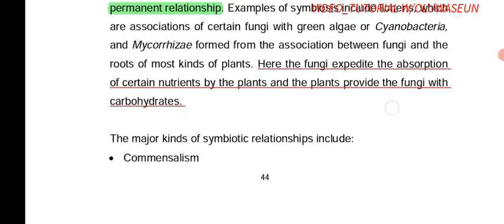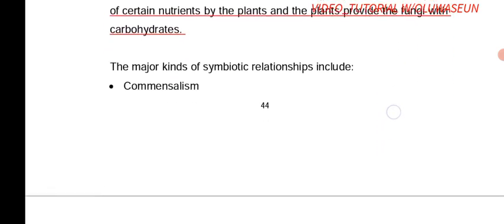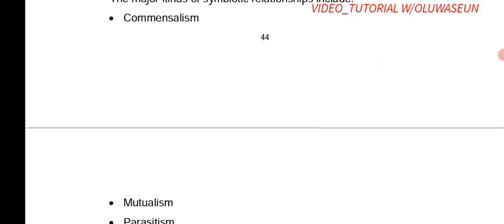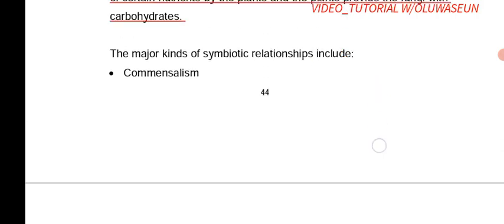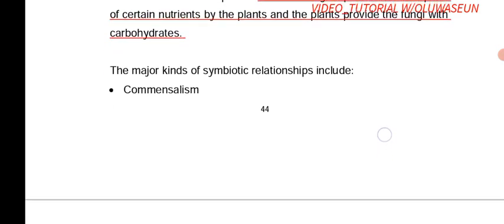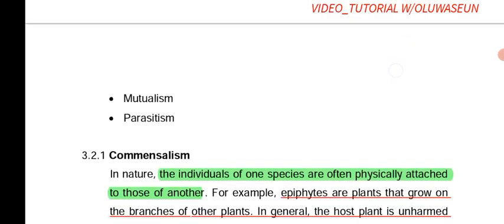Now let's explore the kinds of symbiotic relationship we have. I told you earlier that in a situation there might be one whereby they both benefit, and one where one is benefiting and one is losing. So let's explore the kinds of symbiotic relationship that we have. We have commensalism, mutualism, and parasitism. Now what is commensalism?